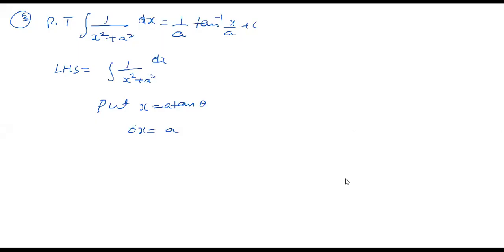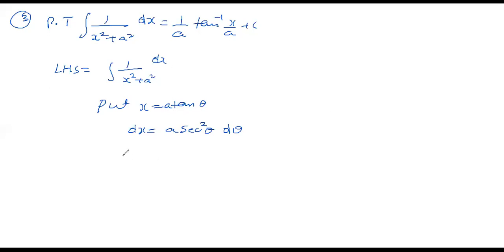What is the differentiation of tan theta? Someone said secant square. Correct, Kiran. The differentiation of tan theta will be secant square theta, so dx is a secant square theta d theta.